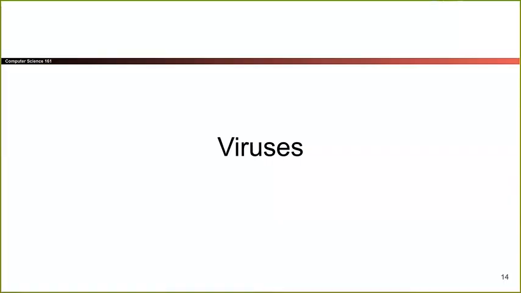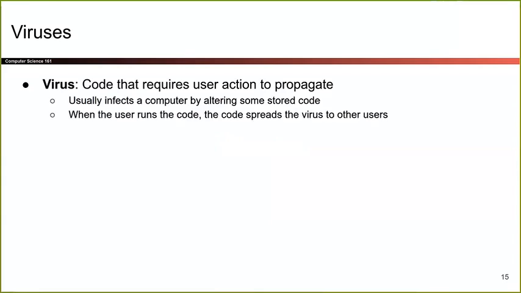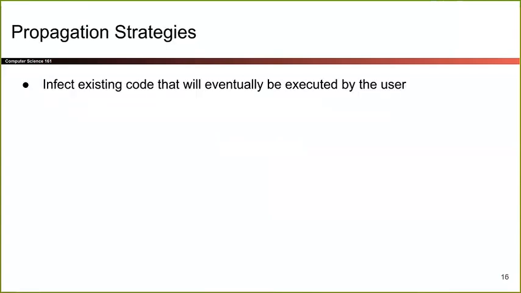Okay, so now let's talk a bit about the two categories of malware that we talked about. The first one is viruses. Remember, these require user action to propagate. How would you get viruses to propagate? Let's think about this. Well, first of all, you infect existing code that will eventually be executed by the user. We talked about that.